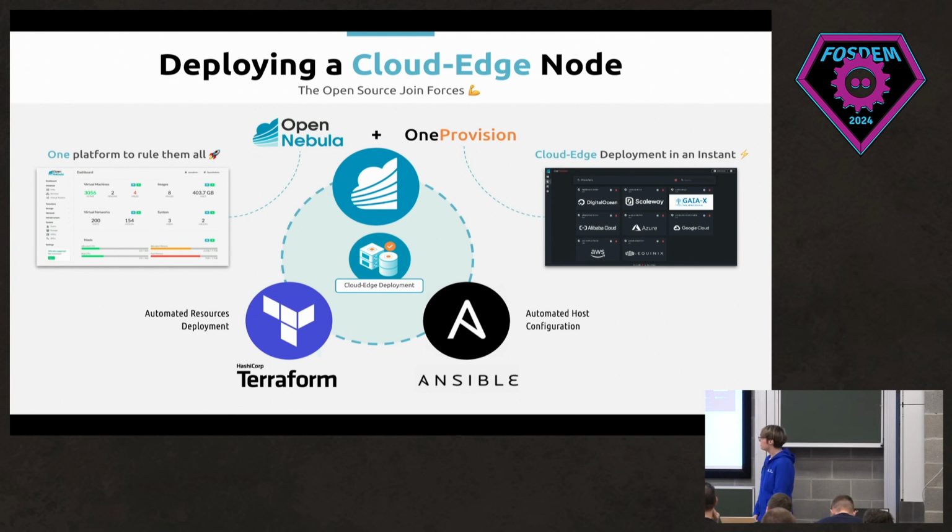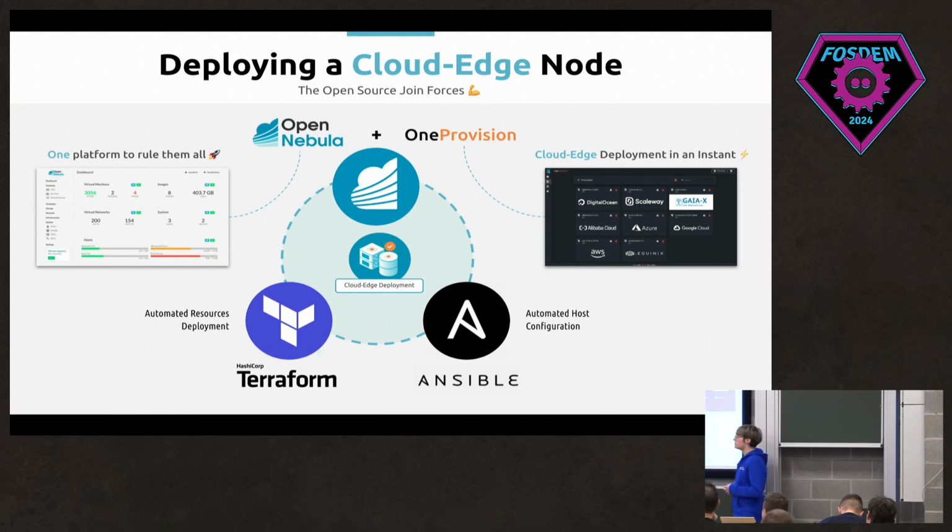And then we are going to use Ansible for the configuration side, to install the packages that we are going to need, etc. We don't need to use Ansible and Terraform directly. We are going to use those technologies through the One Provision portal. That's OpenNebula's tool that allows us to automate all the configuration of the nodes and deploy a Cloud-Edge node in an instant with a few steps.